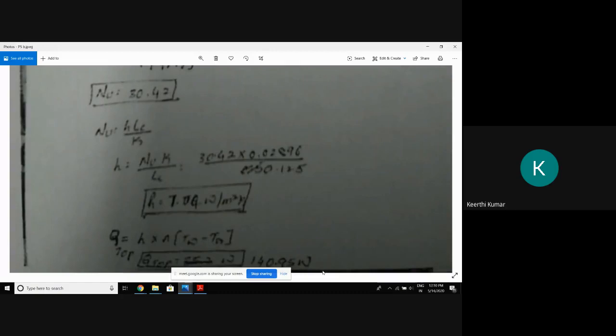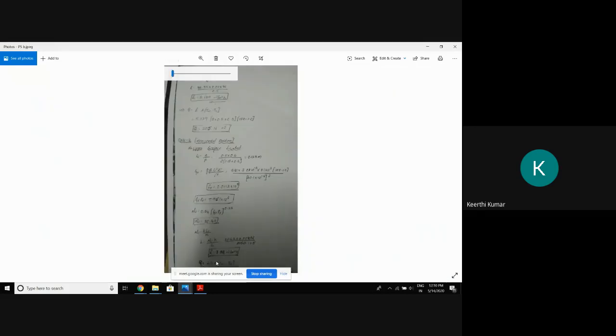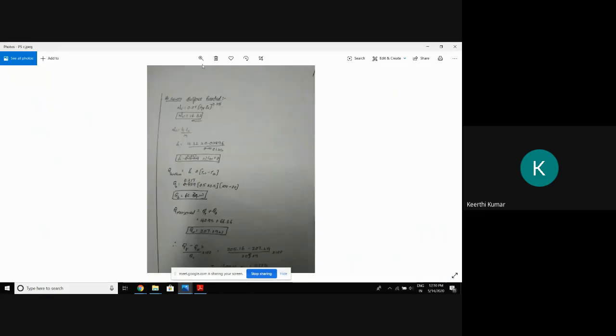7.04 into 0.5 into 0.5 into (100 minus 20). So that is 140.95. We got that as Q top. The top surface is finished. We'll go for the bottom surface.